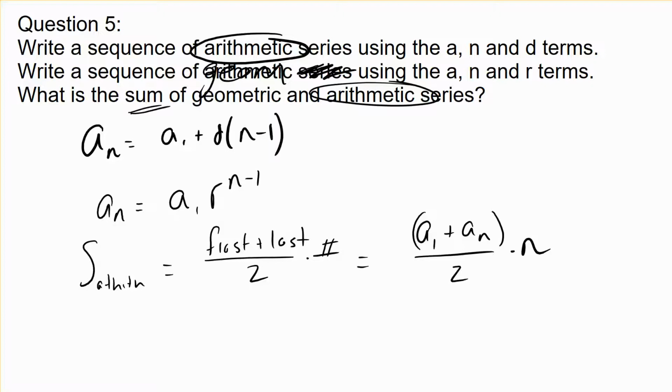Then we've got our sum of a geometric. And that one straight up from the math notes box is just a_1 times (1 minus r to the n) over (1 minus r).